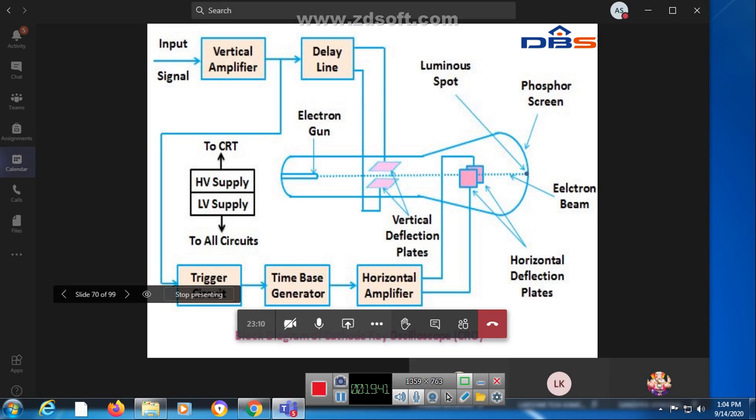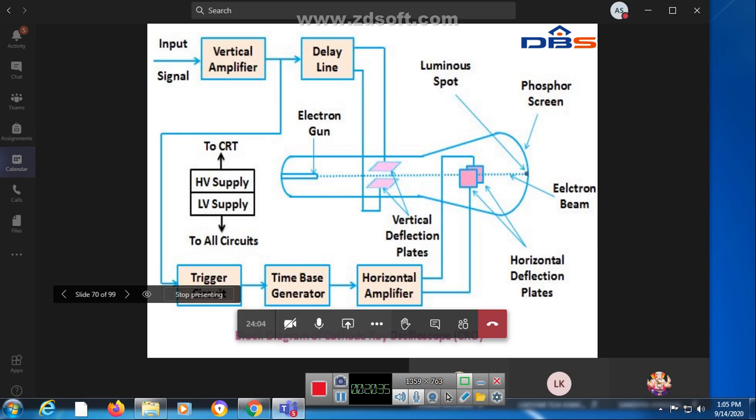This has one phosphorus tube. In that tube you have two sets of plates: vertical deflecting plates and horizontal deflecting plates. This total construction is one tube, the phosphorus tube, having vertical deflection plates and horizontal deflection plates. Up to this construction is called the CRT. CRT is nothing but the cathode ray tube. CRT is the heart of the CRO; the main part in the CRO is the CRT, which means the total process is done in the CRT.